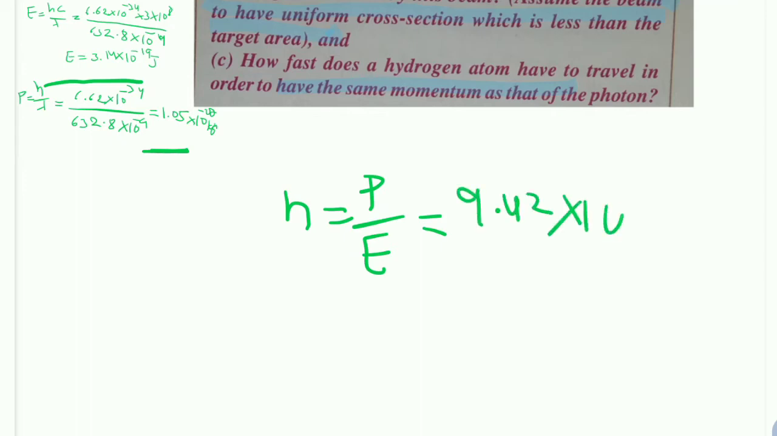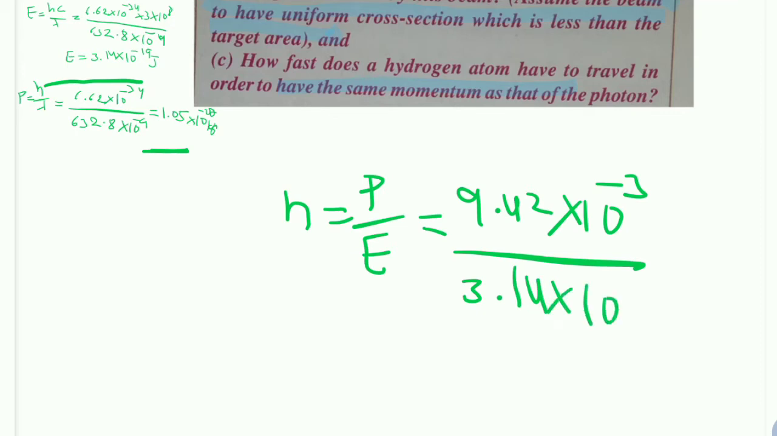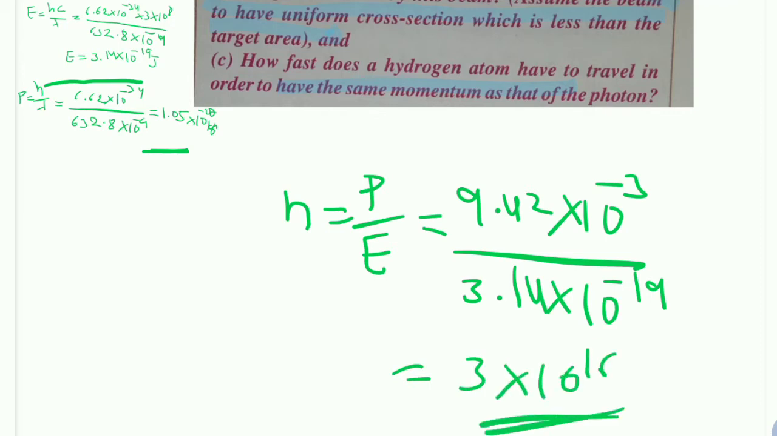Number of photons falling per second on the target, number of photons n is equal to P by E. So P value is 9.42 into 10 to the power of minus 3 by 3.14 into 10 to the power of minus 19. After solving, 3 into 10 to the power of 16 photons per second.